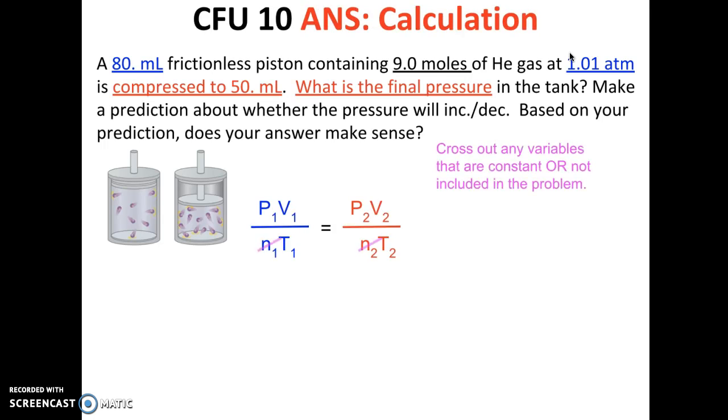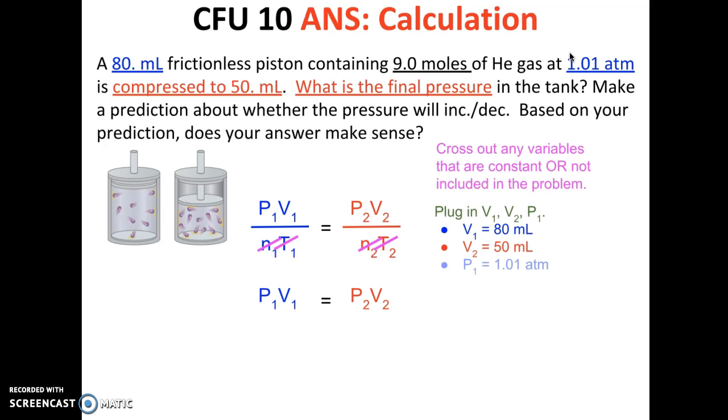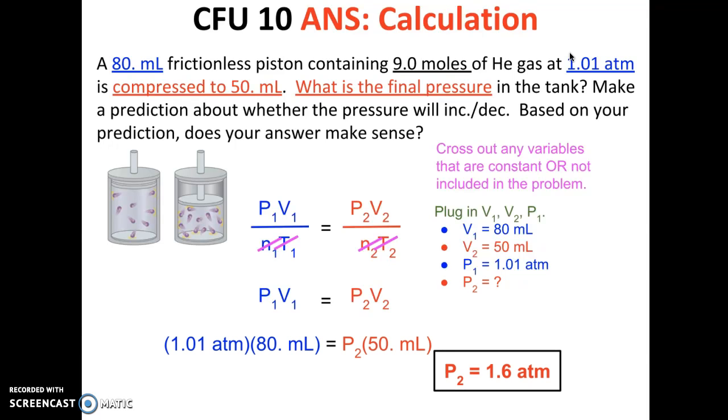Okay, so we're going to cross out any variables that we don't need. In this case, we're going to cross out moles and temperature because we don't need those. We just need pressure and volume. And then we can go ahead and plug those in. And we get P2 is equal to 1.6 atmospheres.